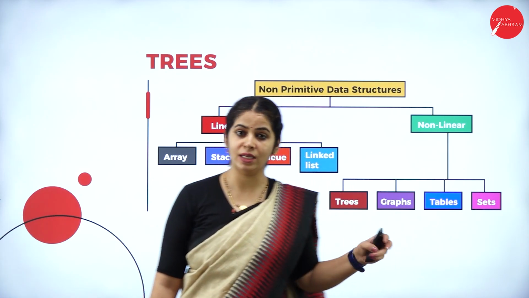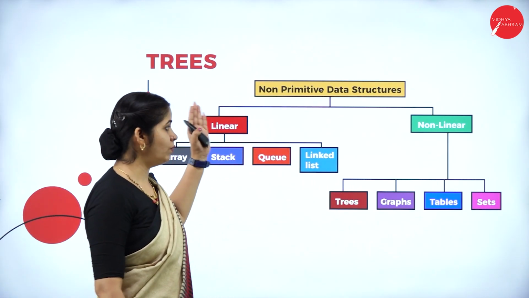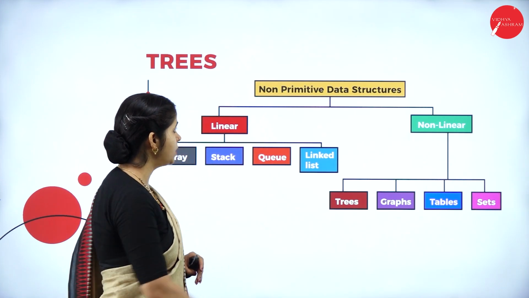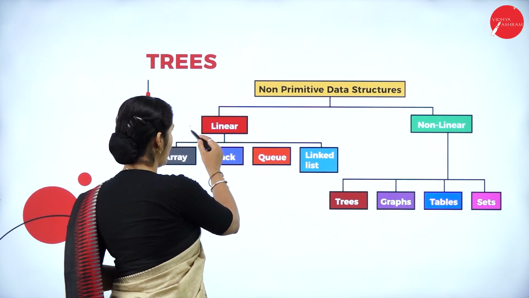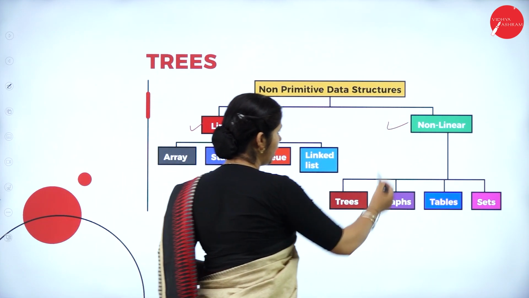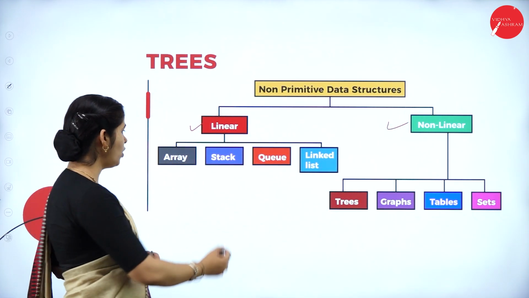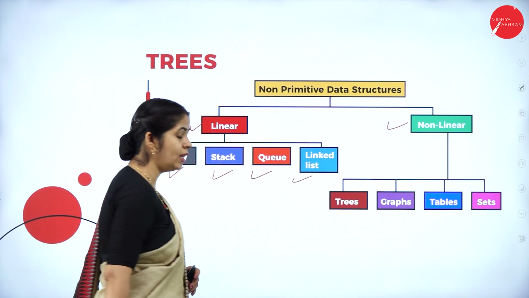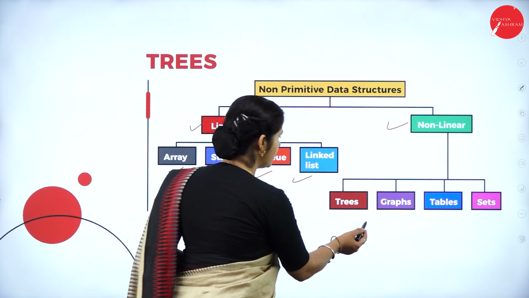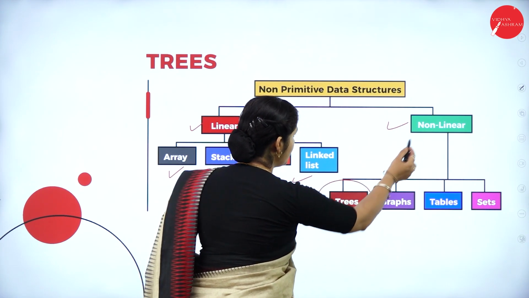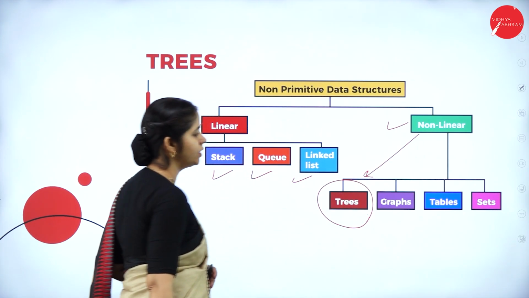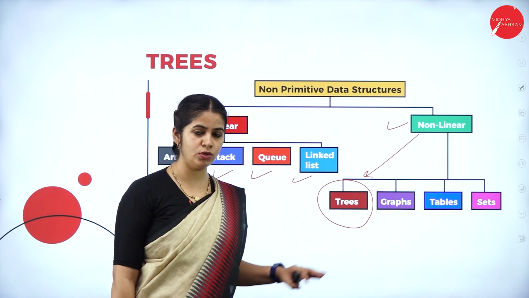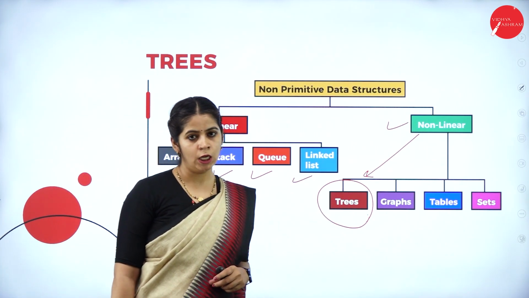Next, see where exactly the tree lies. When we are dealing with data types, we have non-primitive data types. In the non-primitive data types, we have linear and non-linear data types. In the linear data types, we have already discussed array, stack, queue and linked list. Now what we are discussing is the tree. That is the first non-linear data structure. Only the tree is there in your syllabus, so we concentrate much on trees only.